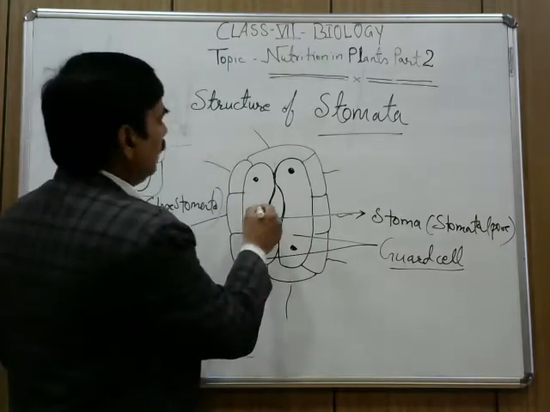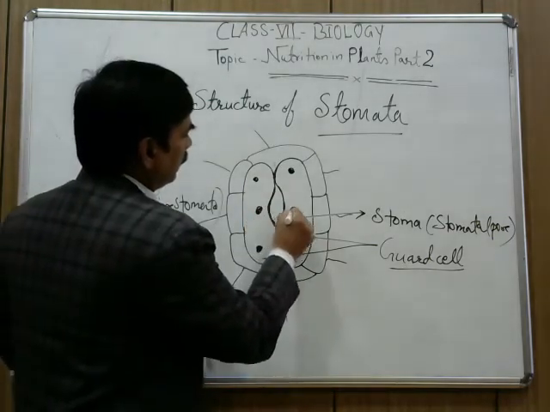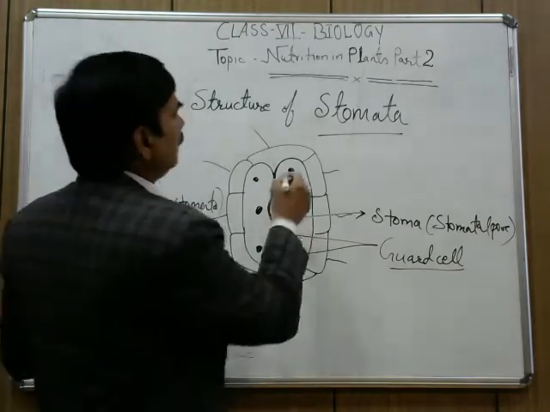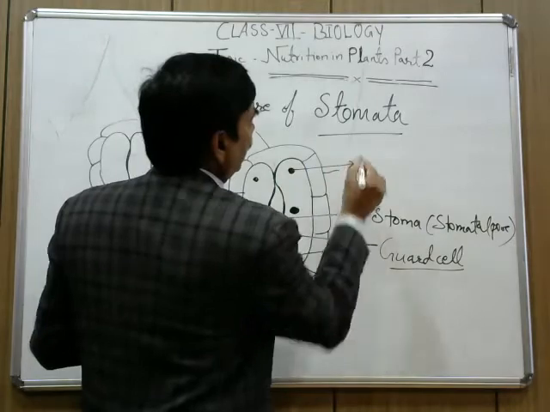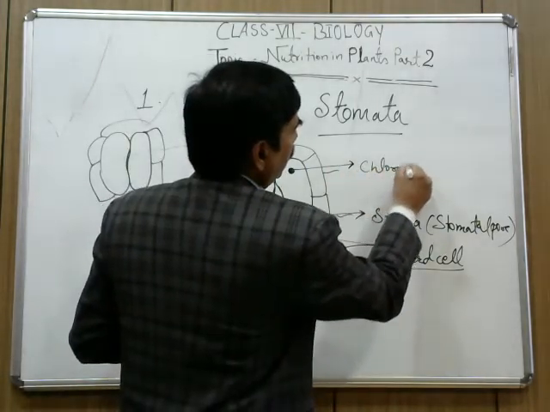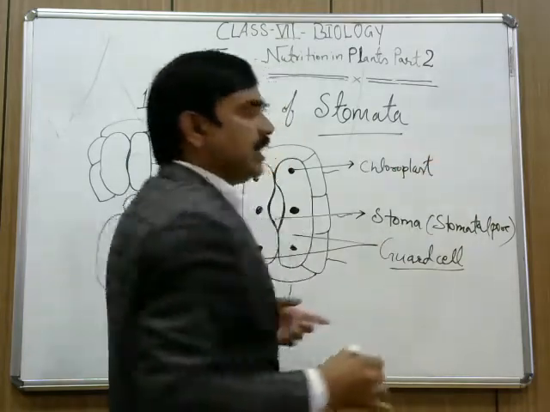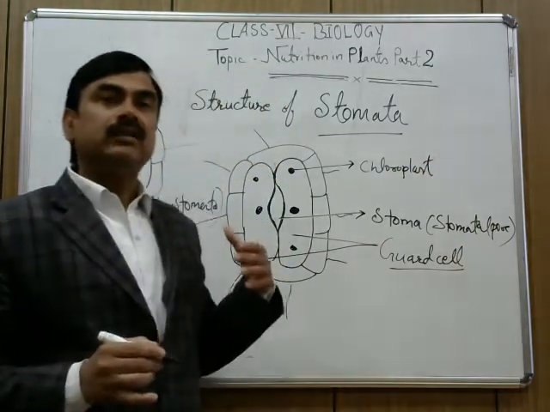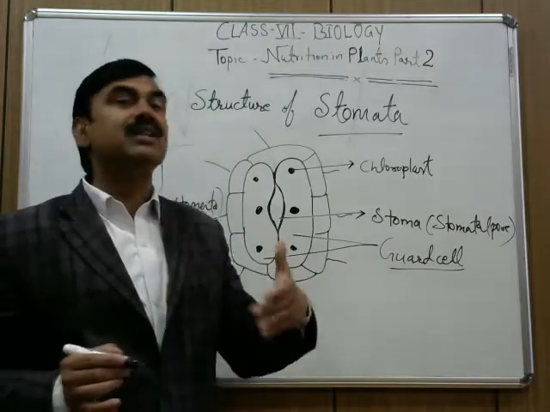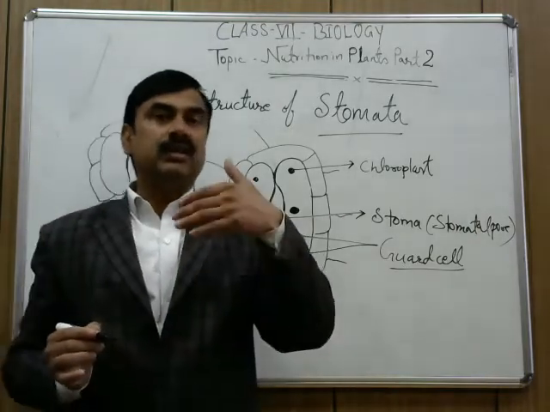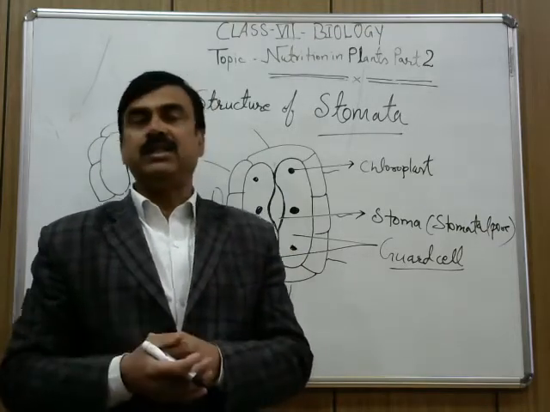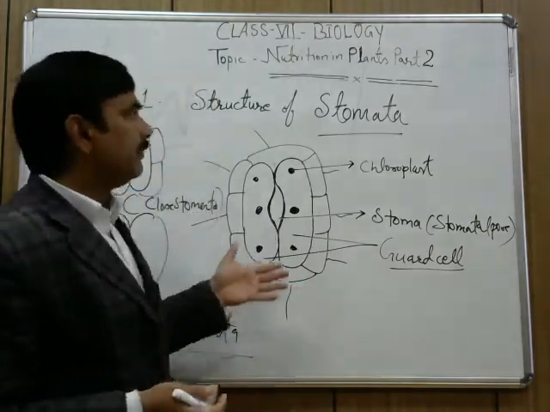These are the guard cells. You can label two more labelings. These are called chloroplast. In class 7th, there are two structures that are very, very important. Number one is stomata, number two is structure of leaf. And in today's lecture, I am going to cover the structure of leaf and the structure of stomata.